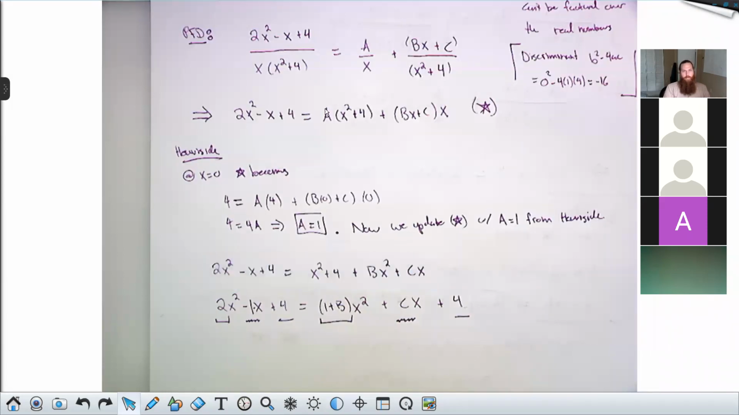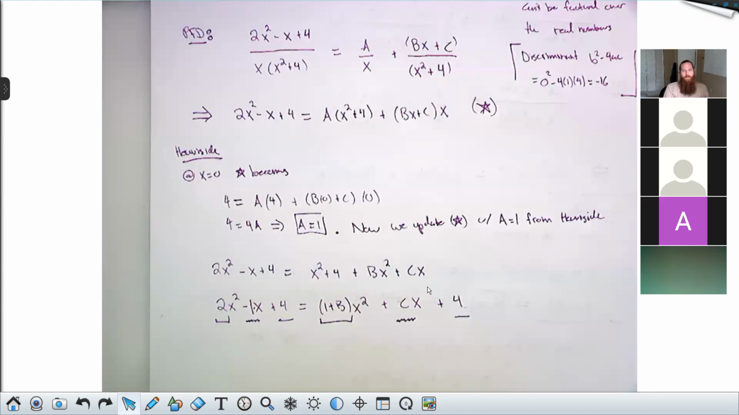Yes. I just plugged in 1 for a and distributed this x. That gets me here. Then where does the 1 come from? Negative x is the same as negative 1 times x, right? That's all.